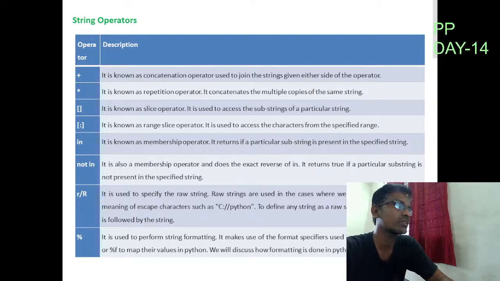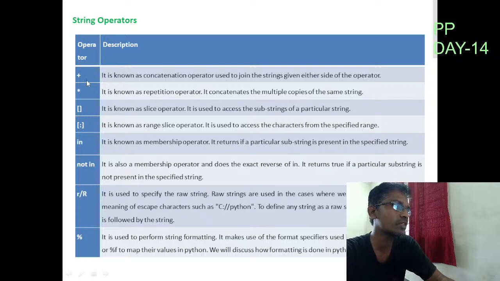Now, in today's class, we will discuss string operators. What are the operators in strings? The plus operator, the star operator, the index or subscript square brackets, square brackets followed by a colon, the in operator, the not in operator, small r and capital R, and the percent operator. These are the different types of operators.